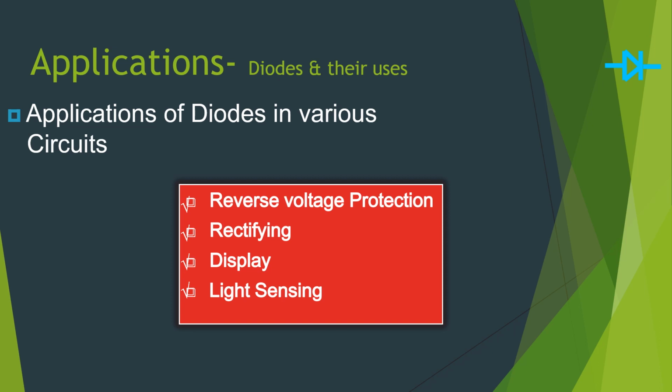In this we will be talking about the applications of diodes in various circuits. Now let's see: reverse voltage protection, rectifying, display, light sensing. These are the applications of diodes in various circuits.